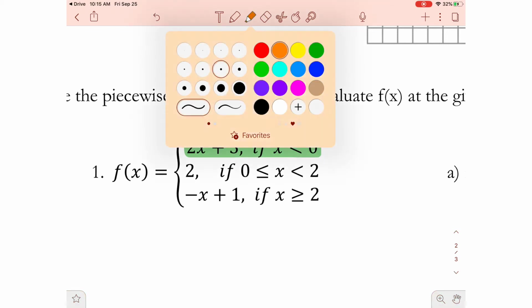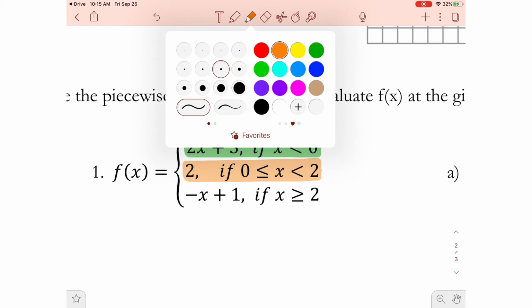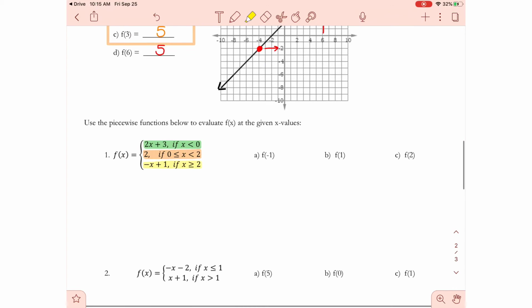Okay? When the x's are in between the numbers 0 and 2, then the function is defined right at y equals 2. And last but certainly not least, if x is greater than or equal to 2, then the function is defined at negative x plus 1. So there's 3 chunks to this graph, all right?